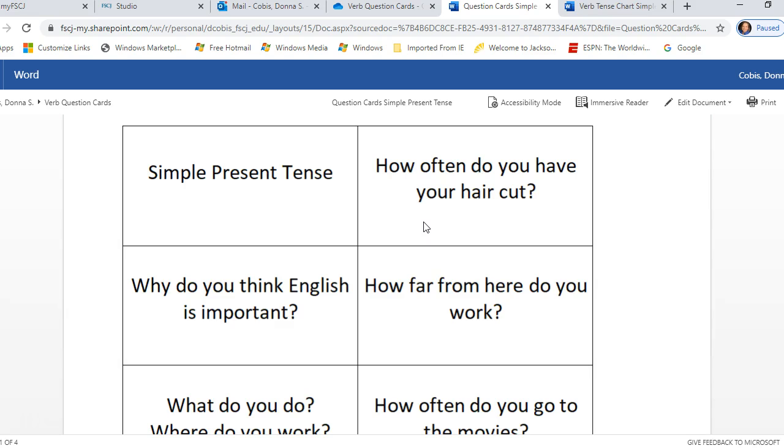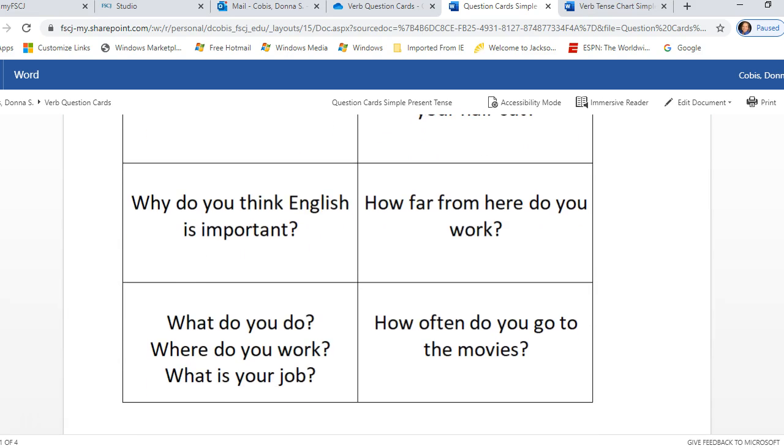So the answer could be something like, I have my hair cut once a month or once a year, twice a year, for instance. And notice this, have your hair cut. I need this helping verb, have, to describe services that are done for me. Anything that's done for me, I need to add this helping verb. But let's just say, for instance, you cut your own hair. Then you don't need to include have. You would just say, I cut my hair once a week or once a month, whatever the time period is.